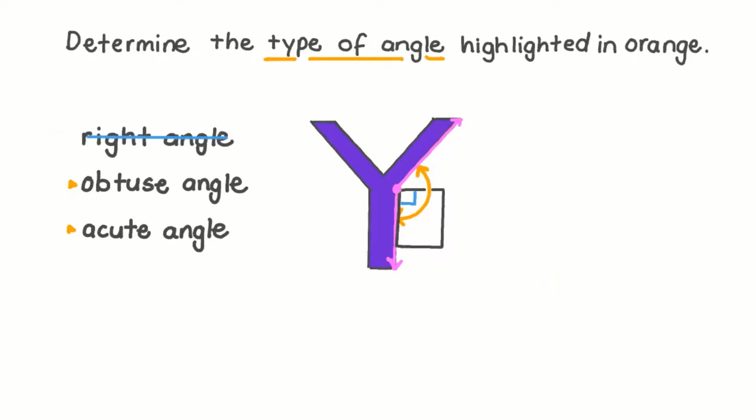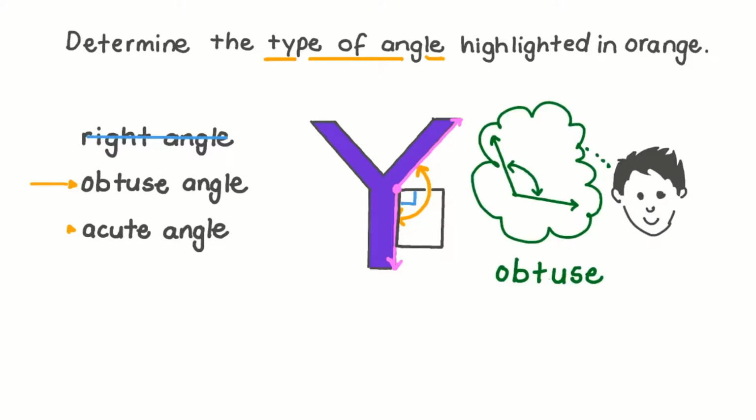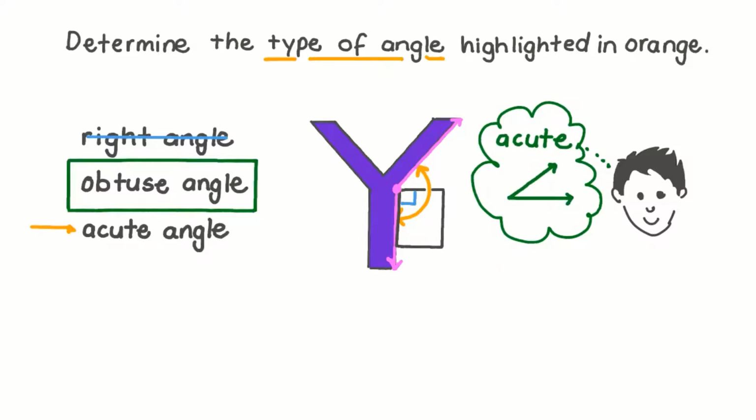What do we call an angle which is greater than a right angle? Can you remember what an obtuse angle is? This is an obtuse angle. It measures more than a right angle. The angle highlighted in orange measures more than 90 degrees, so it's an obtuse angle. Acute angles measure less than a right angle. The type of angle highlighted in orange is an obtuse angle.